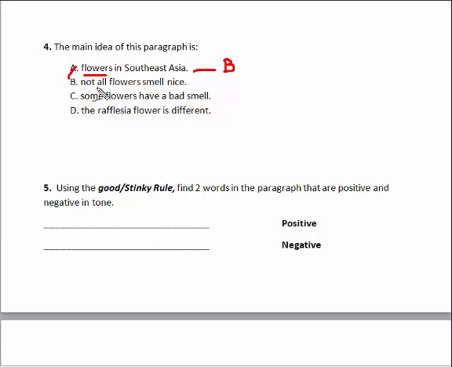B says not all flowers. Once again, that's going to be too broad. We're looking for an answer choice that says a particular flower. C says some flowers. Flowers, again, is going to be too broad. And the better answer choice is going to be answer choice D. The Rafflesia flower is different. Too broad answer choice for A, B, and C. Let's go ahead and take a look at problem 5.